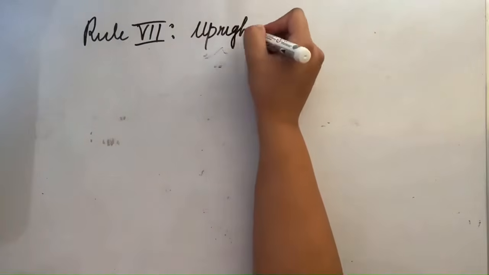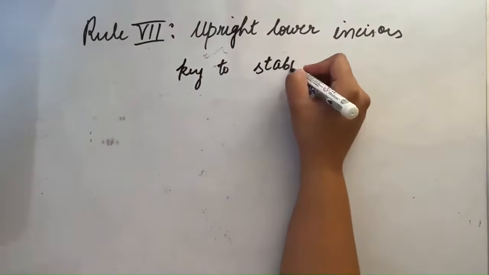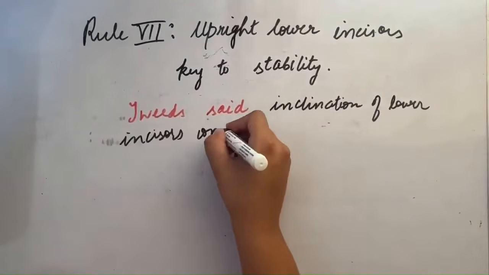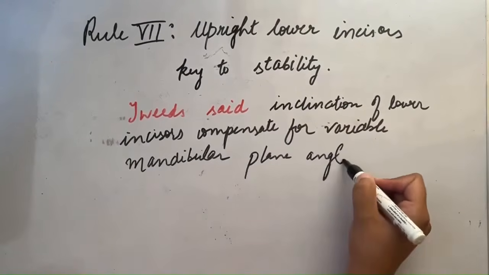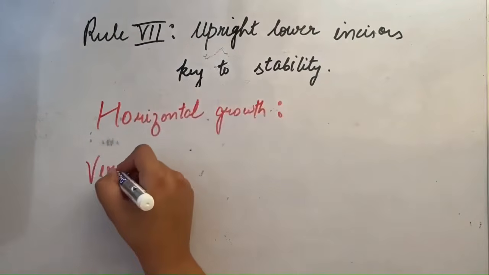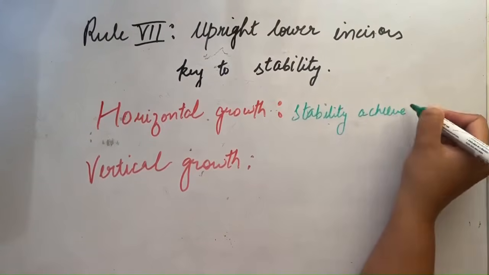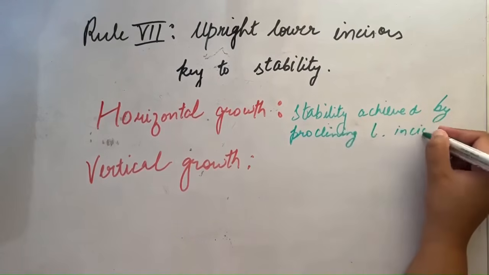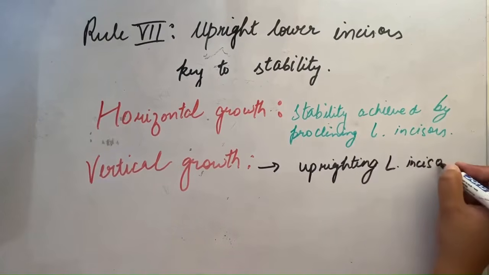Next is Theorem 7, stating that upright mandibular incisors are the key to stabilization and prevention of relapse. Tweed said that the inclination of lower incisors can help compensate for the variability in mandibular plane angle, further helping in good retention of the correction. He stated that lower incisor inclination should be different for both vertical and horizontal growers. For horizontal growth patterns, stable results will be achieved by proclining the lower incisors to compensate for the low mandibular plane angle, while in vertical growers, stability is achieved by uprighting the mandibular incisors.